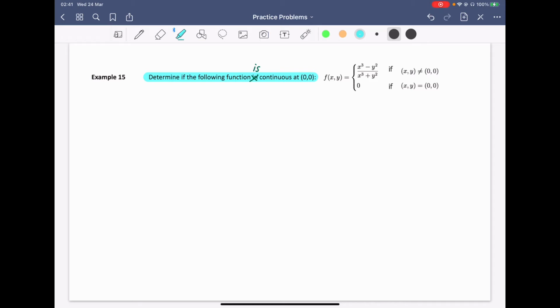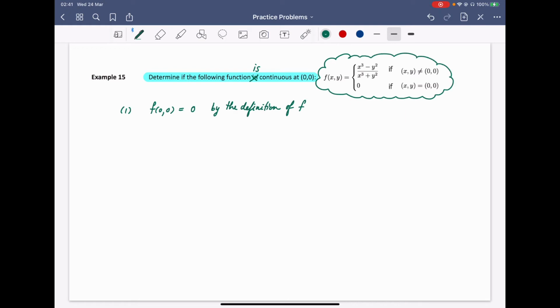So the first one, you need to show that f(0,0) exists. Here, you can see that f(0,0) equals 0 by the definition of f, right? Because the function f is given in the green cloud here. So when you plug in (x,y) equal to (0,0), you get 0.